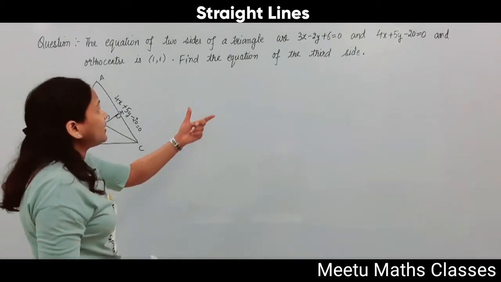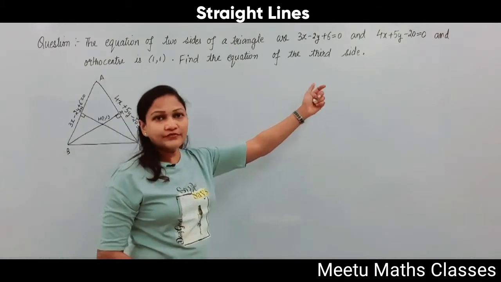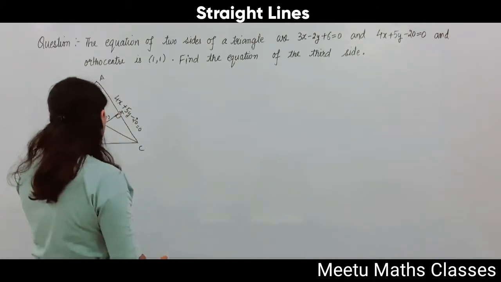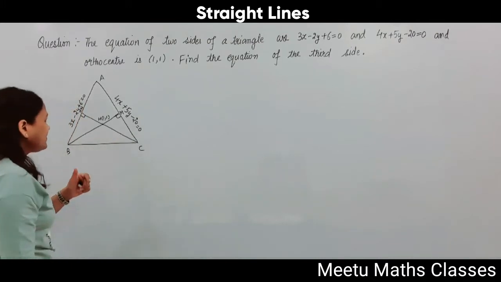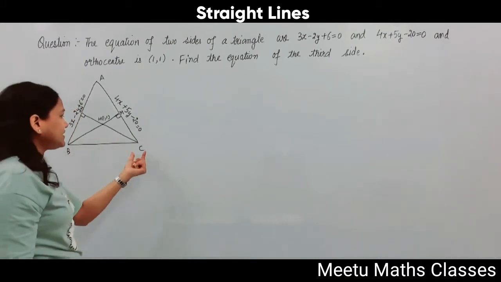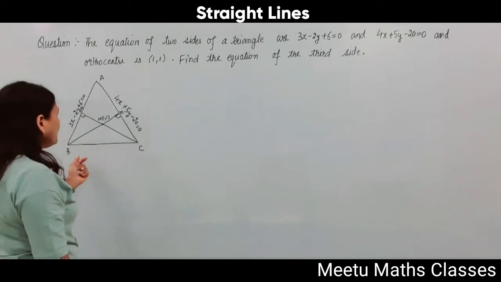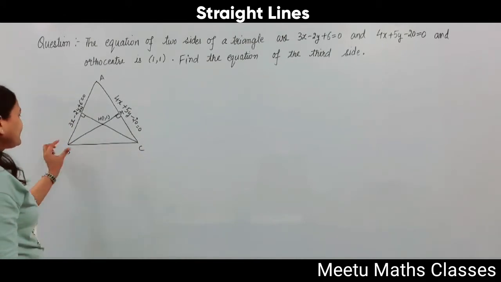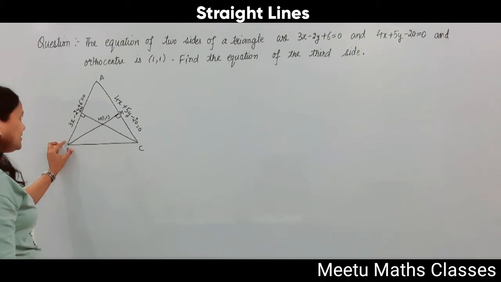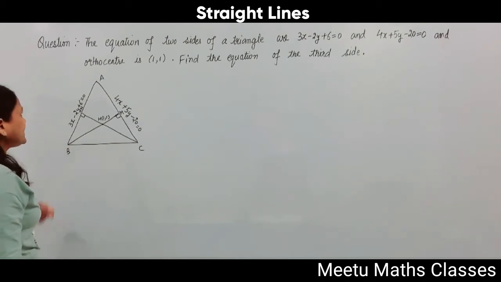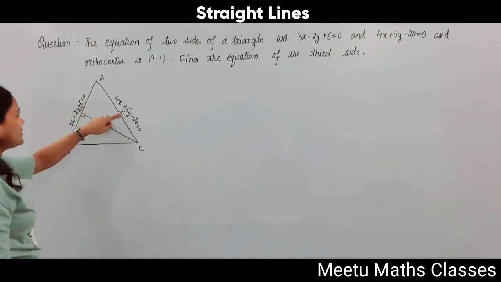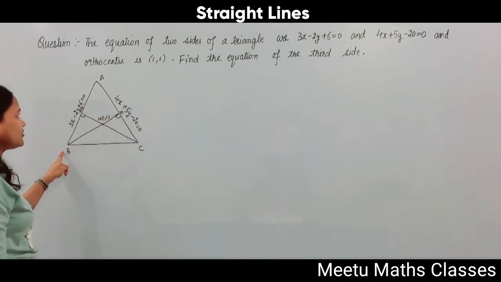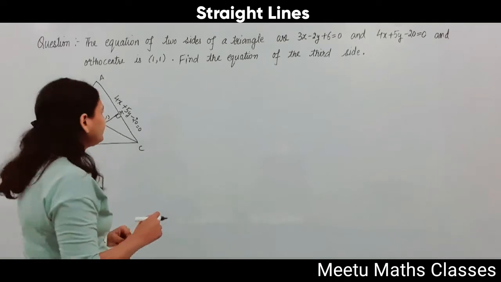Our purpose is to find the equation of the third side, that is, the equation of BC. To find the equation of BC, we must know the points B and C. Let us concentrate on finding the point B. How can you find point B? B is the intersection point of AB and BM. So first of all we are going to find the equation of BM.